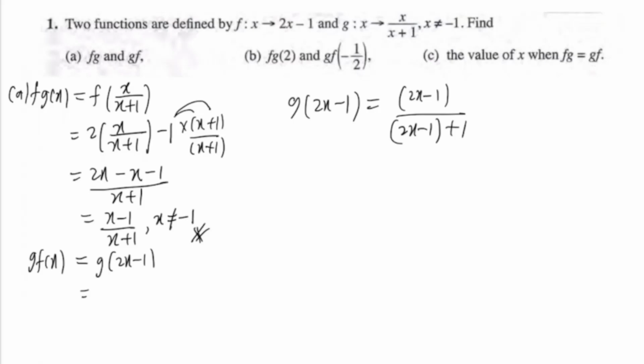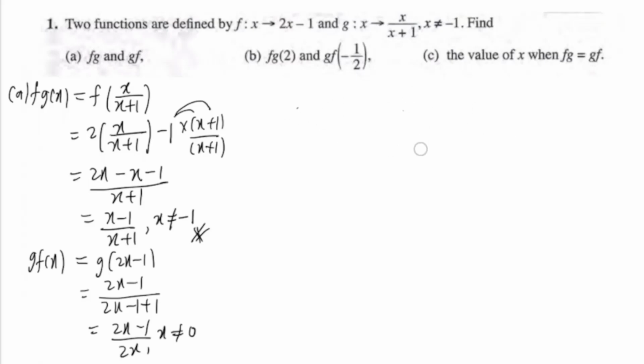So your outcome will be (2x - 1)/(2x - 1 + 1), which gives us (2x - 1)/(2x). And here we write x cannot be 0. Again, why? You don't want your denominator to be 0. If your denominator is 0, the whole function becomes undefined. Okay, moving on to part B.